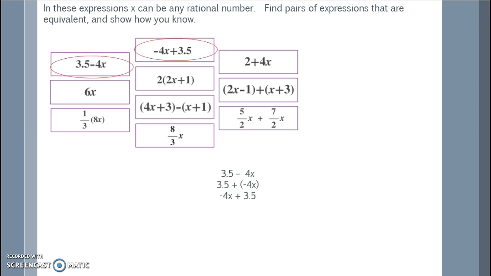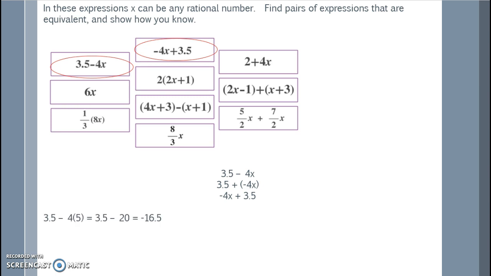and show them how to reason differently than just straight algorithms. So I'm going to start with the top two. Let's see if I can make these be the same. So I start with 3 5/10 minus 4x. Well, we know that we can rewrite it as an addition problem. So 3 5/10 plus a negative 4x. Then I can use our associative properties and rewrite this as negative 4x plus 3 5/10. So those two are equivalent.